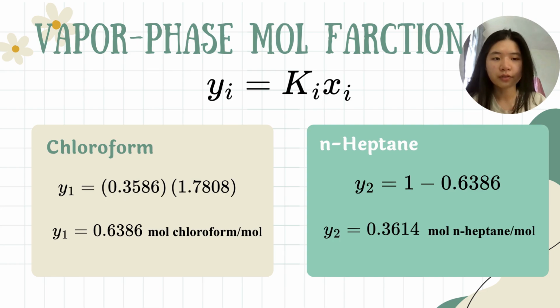The vapor phase mole fraction is then calculated using the relationship yi equal to Ki xi. For the chloroform, we just substitute the values and we get that the mole fraction is equal to 0.63x6. While for the n-Heptane, we can just use 1 minus y1 and we get the vapor phase mole fraction is equal to 0.3614. By comparing the liquid and vapor compositions, we can see that the chloroform is enriched in the vapor phase while the n-Heptane is enriched in the liquid phase.